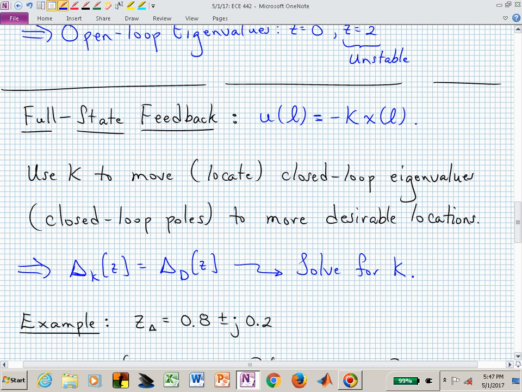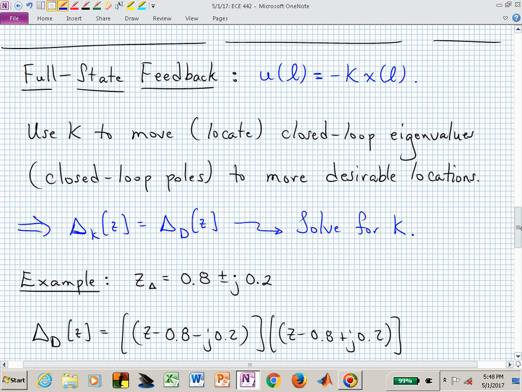In our example, we said let's just assume we want closed loop poles at 0.8 plus and minus j 0.2. Are those at least stable? You just have to find their magnitude. This would be the real part squared, which is 0.64, plus the imaginary part squared, which is 0.2 squared. So now we have 0.64 plus 0.04, or 0.68. That's less than 1, so these are okay.